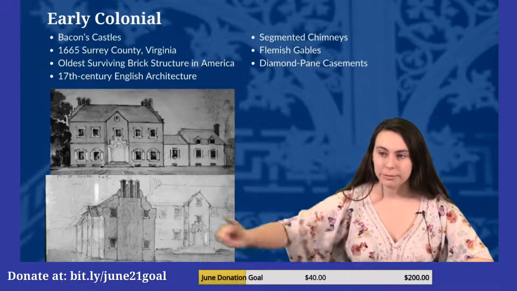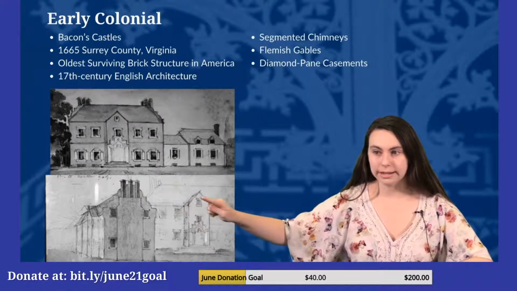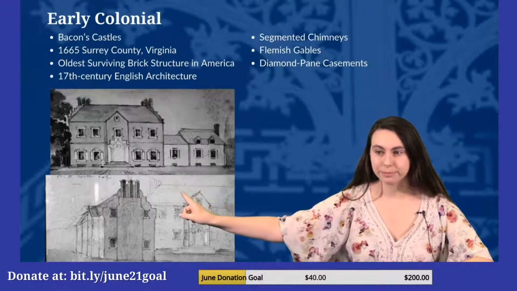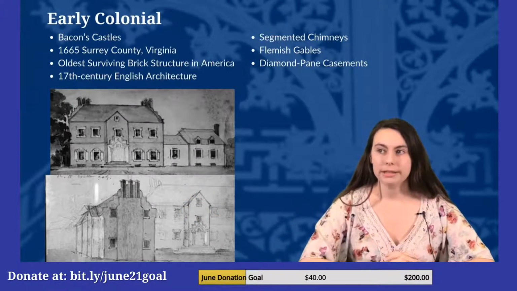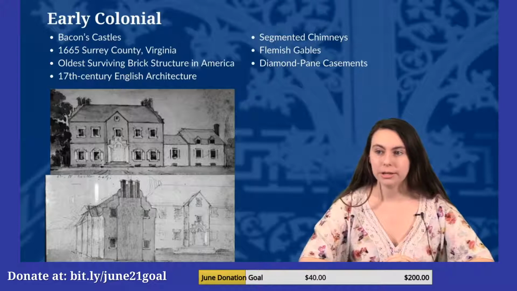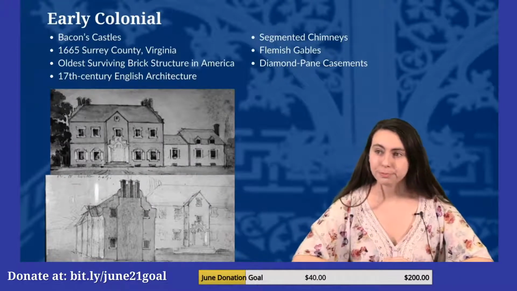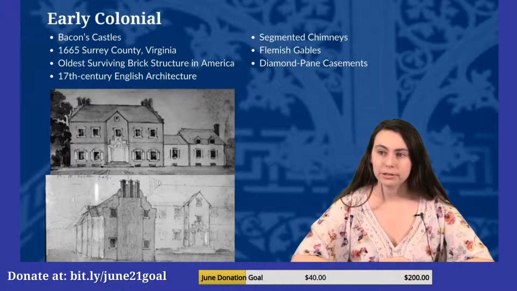And the Flemish gables are right here. You can see it kind of has this curve on the side of the house, on the side of the gable here. And that would be the Flemish gable, which is different than an English gable that you might have and shows more colonial influence and blending of cultures. The original casement for the windows would be diamond pane casements.